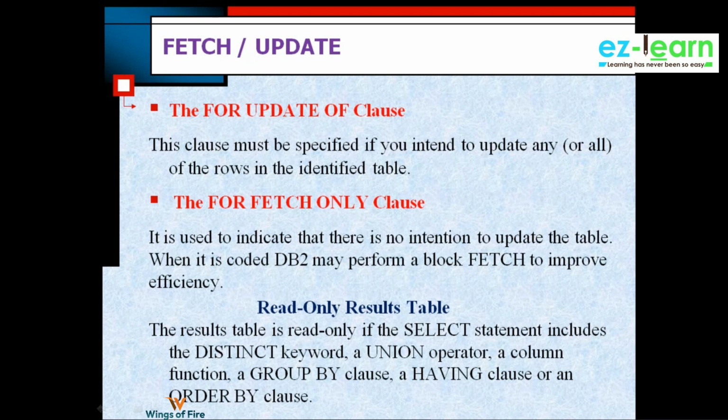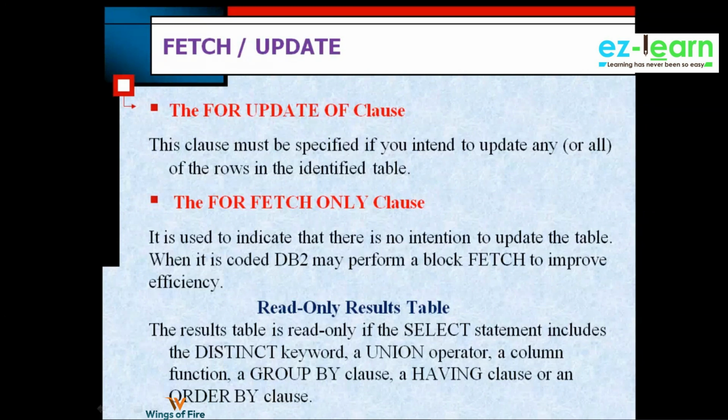For update of clause, this clause must be specified if you intend to update any of the rows in the identified table. If you are going to use update through where current of cursor, then you have to write a for update of clause as a part of declare cursor, and you have to tell the columns you are going to update through where current of cursor. Otherwise, it will not allow you to update.